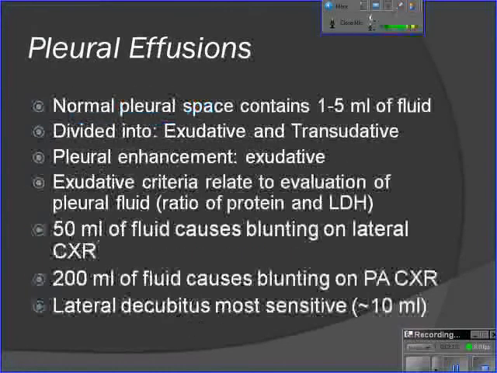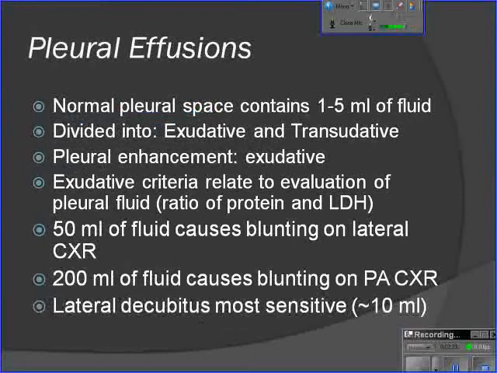So with regards to pleural effusions, the typical amount of fluid in the pleural space is usually about 5 mils or so, and when there's an excess of that, it's compatible with a pleural effusion. Pleural effusions are divided into exudative and transudative. Exudative effusions occur because of increased capillary permeability, whereas transudative occur because of increased hydrostatic pressure or decreased osmotic pressure.